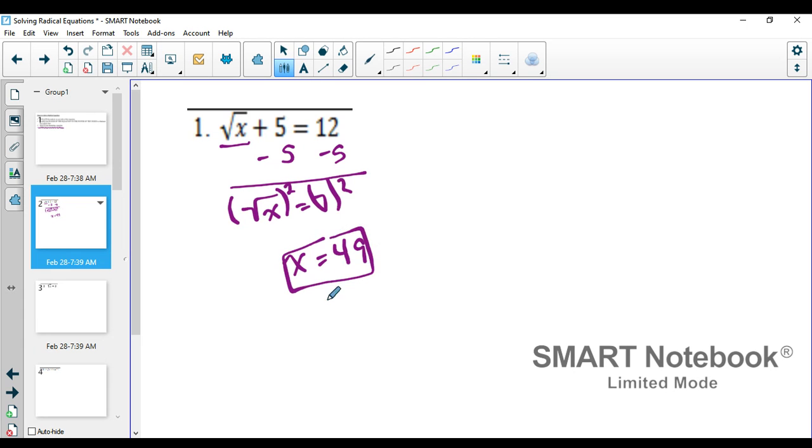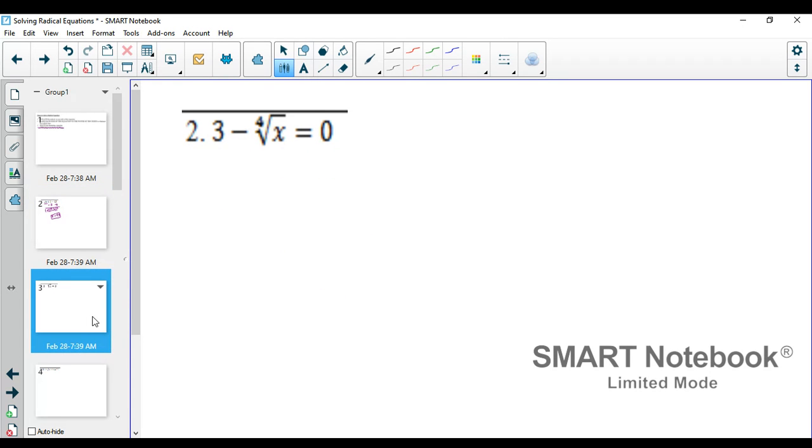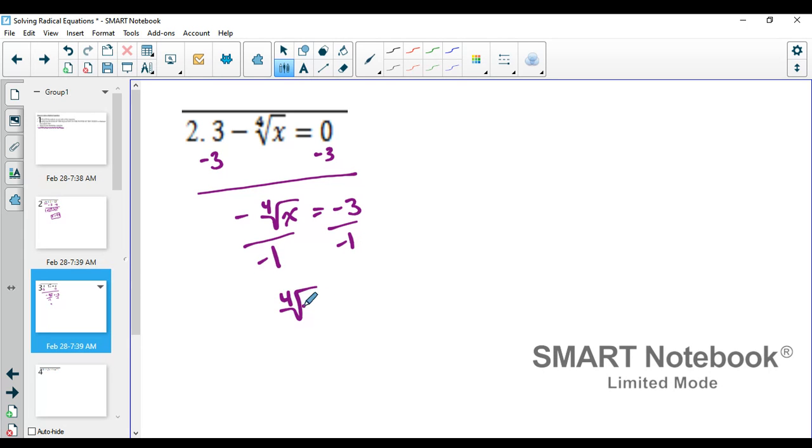All right, so for number 2, we have 3 minus the fourth root of x equals 0. So we're going to solve for the fourth root of x. We're going to subtract 3. So we have negative fourth root of x equals negative 3. And now we have to get rid of this negative here. So that's essentially dividing by negative 1. We'll get rid of that. So we have the fourth root of x equals 3.